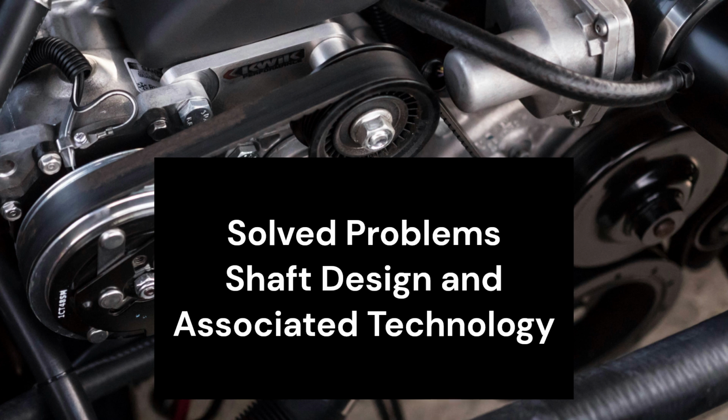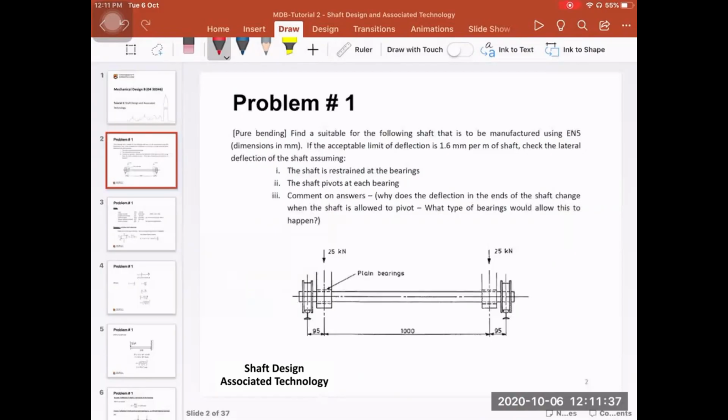Hello, everyone. So today we're going to again talk about shaft design, but this time we're going to solve some problems, right? So here is problem number one. We have 8 problems in total now. So in this case, we have a pure bending problem. It says here, find a suitable diameter for the following shaft.